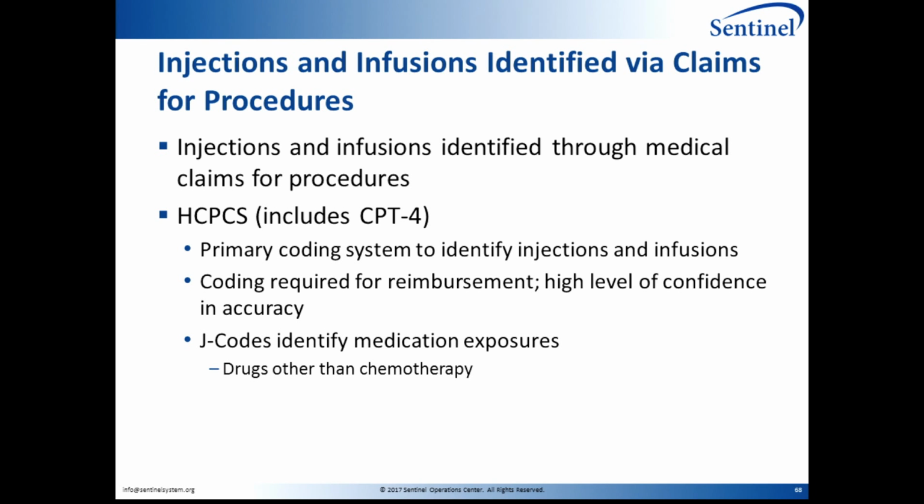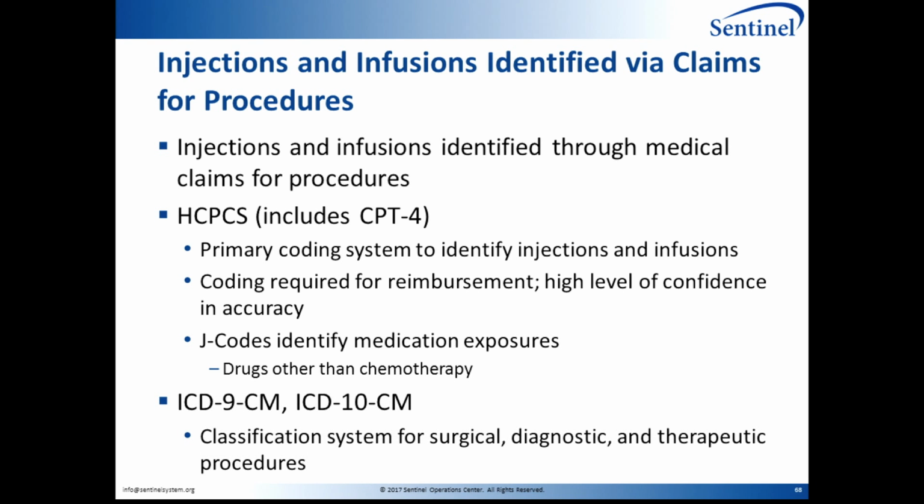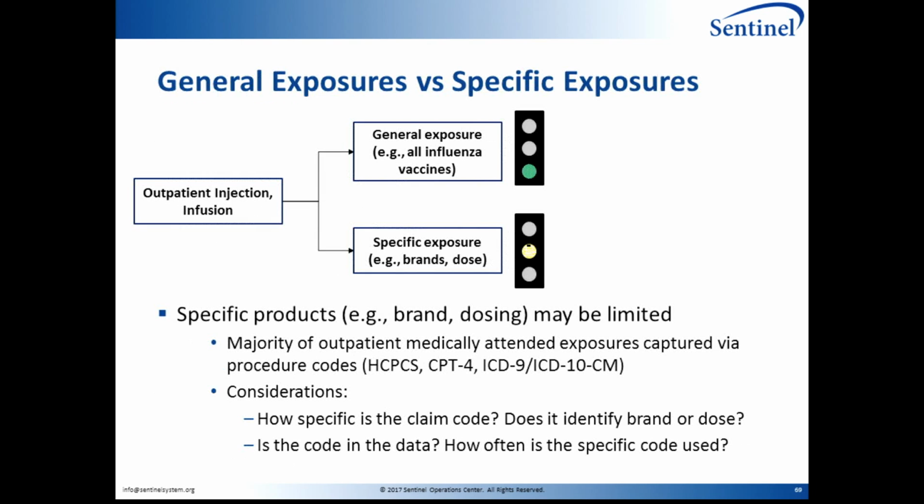The HCPCS codes are a primary coding system to identify these injections and infusions. The codes are required for reimbursement, and there's really a high level of confidence in that accuracy from an auditing perspective. One specific category of codes is called the J codes to identify medication exposures. And there's several other coding areas that might contain medication exposures. Additionally, there are some surgical, diagnostic, and therapeutic procedures that might be of interest that might be captured through ICD-9 or ICD-10 codes. So I had this other yellow area of some specific exposures.